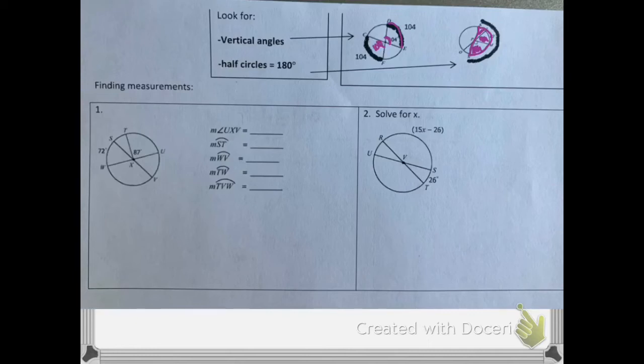So if I look at number 1, a couple things I notice right away. 87 degrees, this angle right here, is the exact same degrees as the intercepted arc, TU. So I can label 87 degrees. I also notice that SW is 72. And although you don't have to write the 72 degrees for the angle, I know that if I translate that over here, that would mean that UV is also 72 degrees. So we found vertical angles, and therefore we were able to label the arcs that were identical.